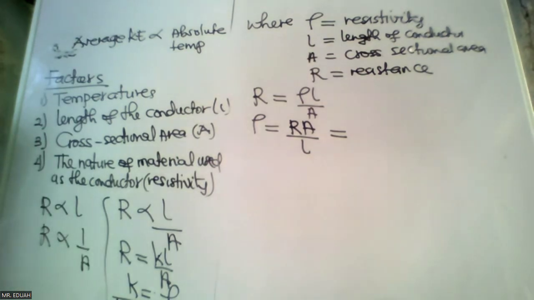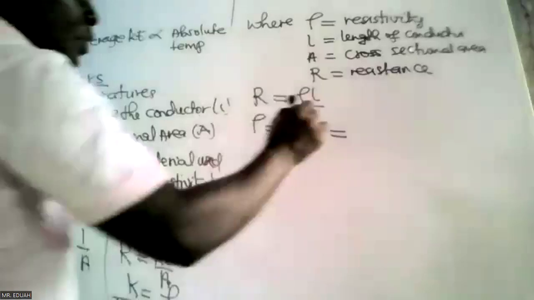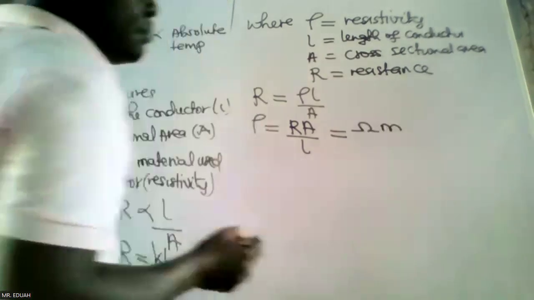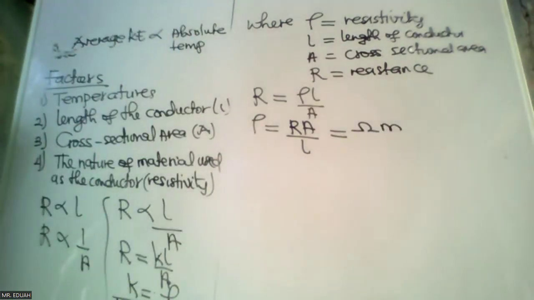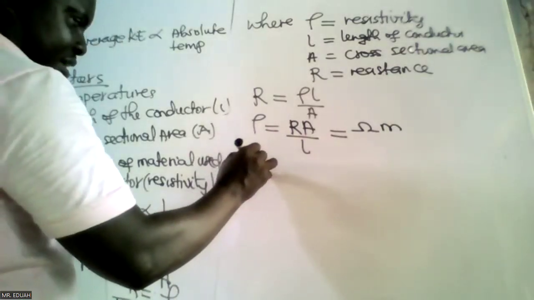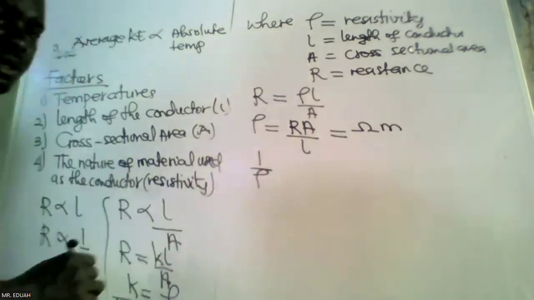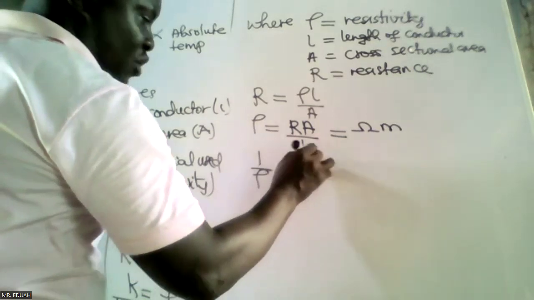Mary, Isha, what's the SI unit of resistivity? Please, I said that it is meter. Yes, it's ohm meter. Now the inverse of resistivity, 1 over rho, is what we call conductivity.